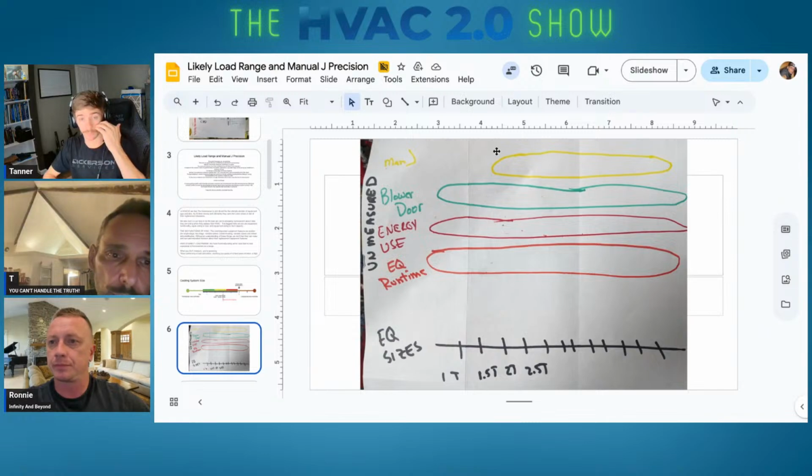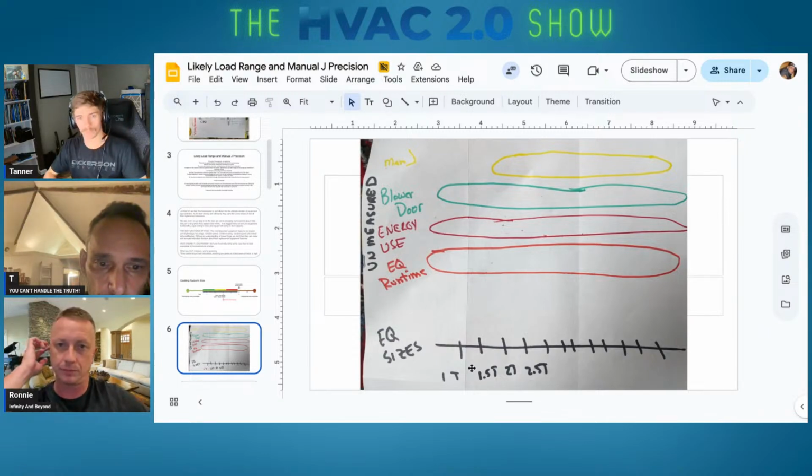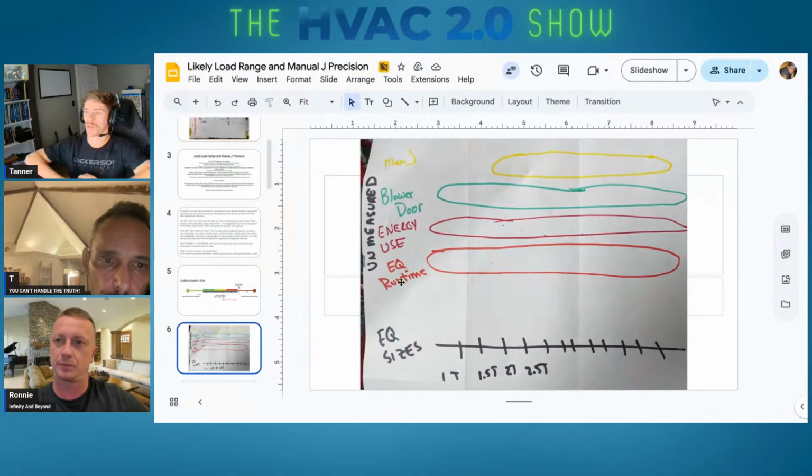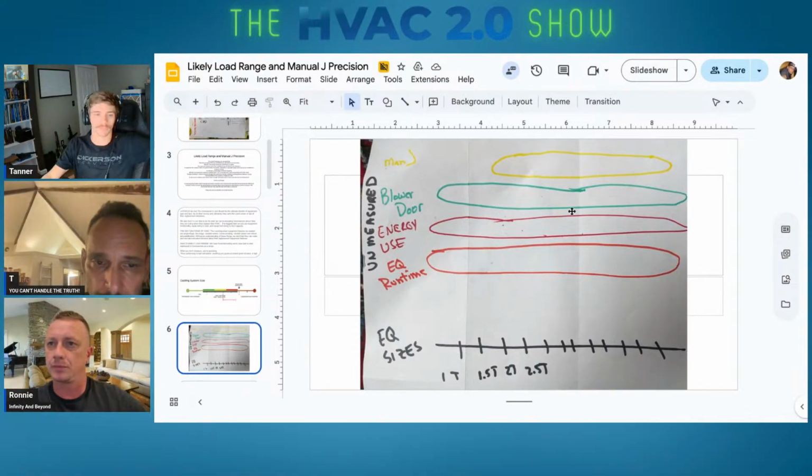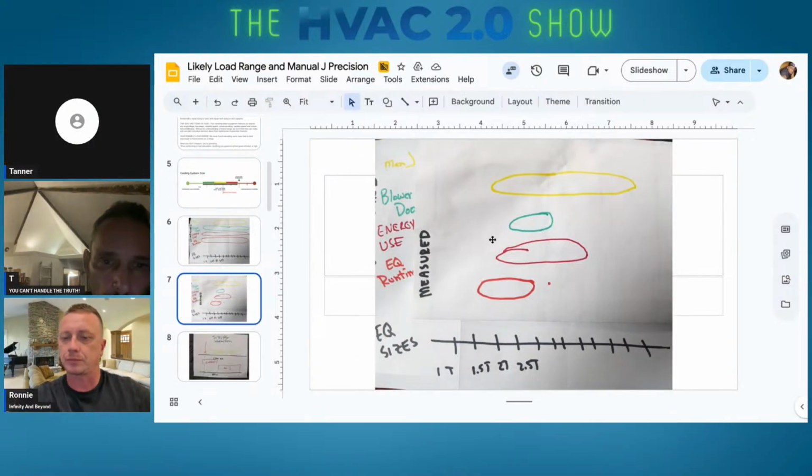And this is when I was first working through this, me sort of thinking about equipment sizes, runtime, energy use, blower door, and manual J. And what you realize is manual J has this really broad range.